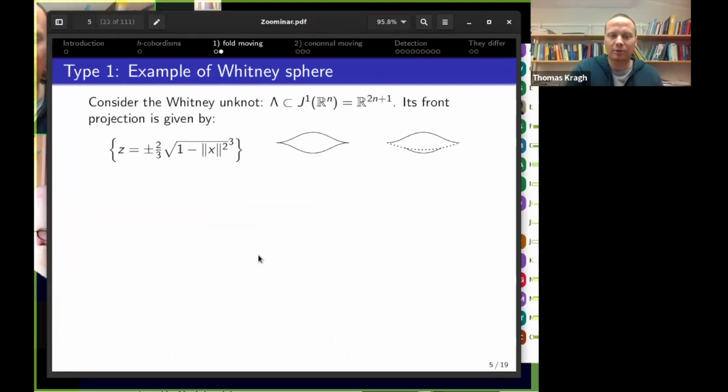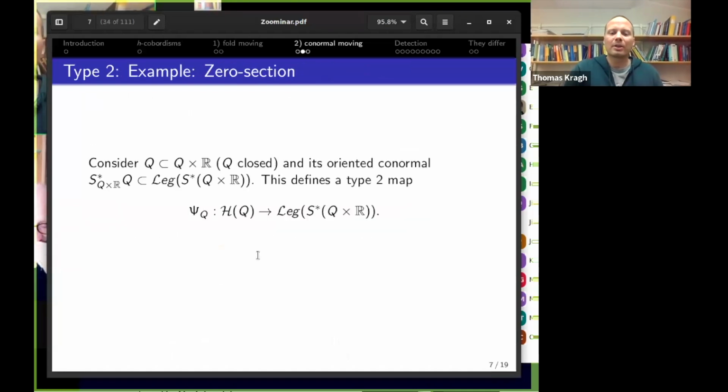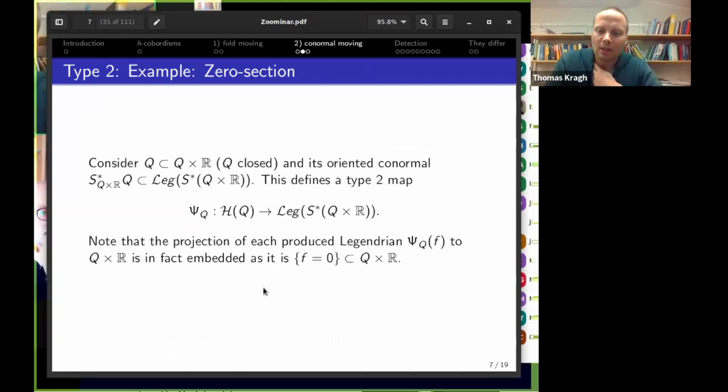But that's a family of Legendrians because, let's see, where were we here? Because this is an entire space. There's a continuous family of Legendrians inside the space of Legendrians. And as I almost already said, if you take the projection of these Legendrians down to Q cross R, they're actually smoothly embedded. This is not common for Legendrians in this space, which I will get back to. Okay, so that's example of type 2.